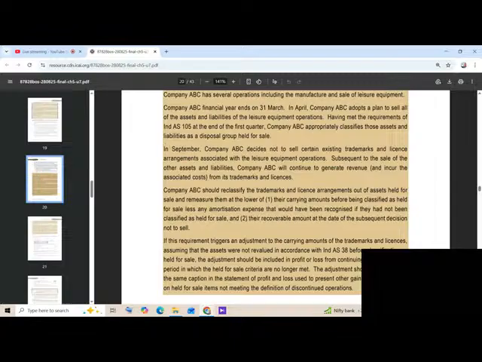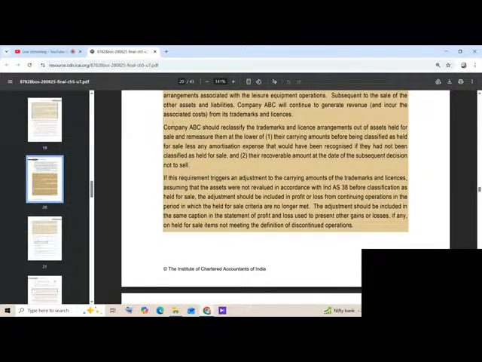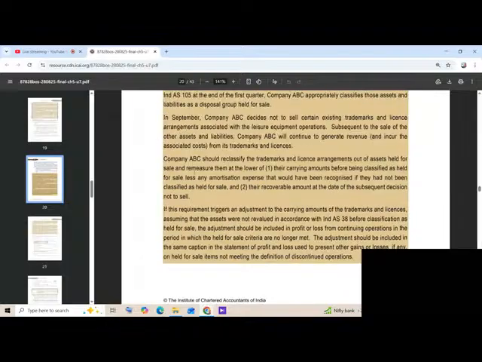In September, Company ABC decides not to sell certain existing trademarks and license arrangements associated with the leisure equipment operations. Subsequent to the sale of the other assets and liabilities, Company ABC will continue to generate revenue from its trademarks and licenses. Company ABC should reclassify the trademarks and license agreements out of the assets held for sale and remeasure them at the lower of their carrying amounts before being classified as held for sale, less any amortization expenses that would have been recognized if they had not been classified as held for sale, and the recoverable amount at the date of the subsequent decision not to sell.